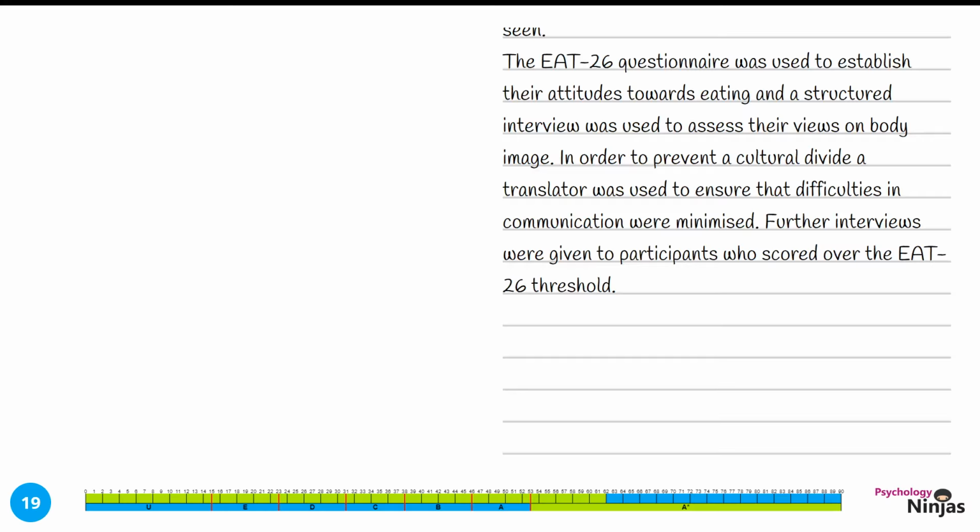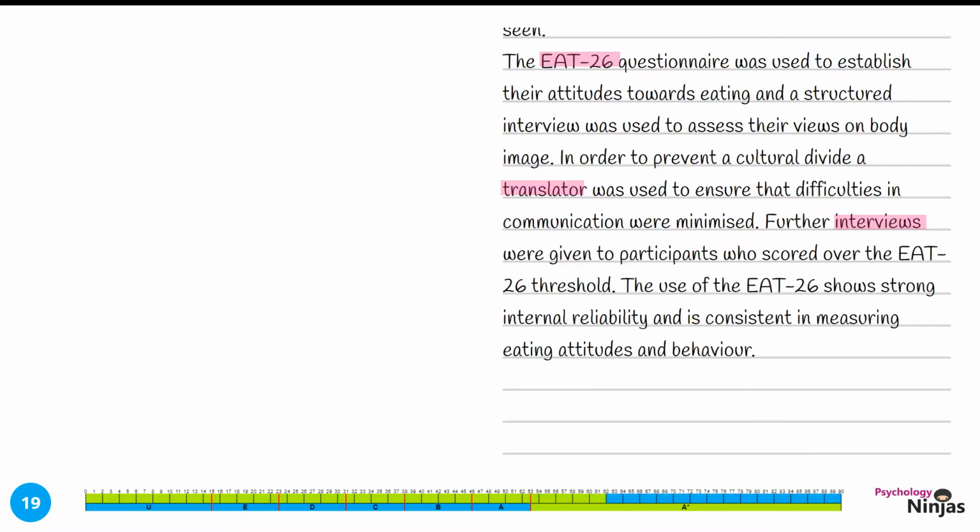We've given specific and unique details to this study in terms of the fact that the E26 questionnaire was used, that they've used a translator, and that those participants who were severely affected were given further interview. We're going to use this to focus on our next evaluative paragraph. The use of the E26 questionnaire shows strong internal reliability and is consistent in measuring eating attitudes and behaviour. By using our term internal reliability, we're saying that this is consistent for each participant inside the study. We're then going to give a further explanation of this.